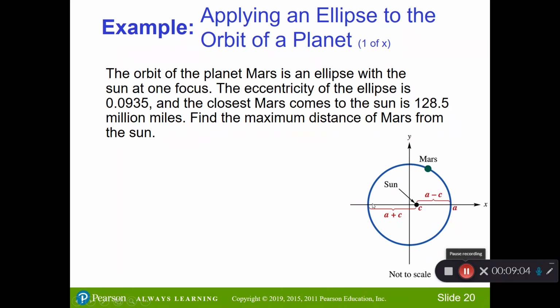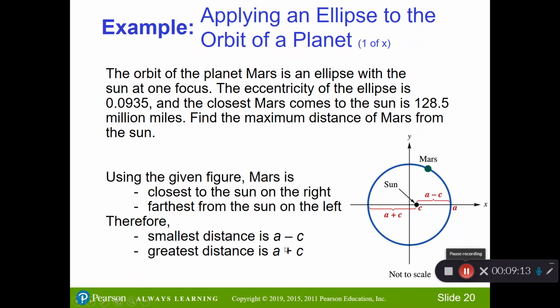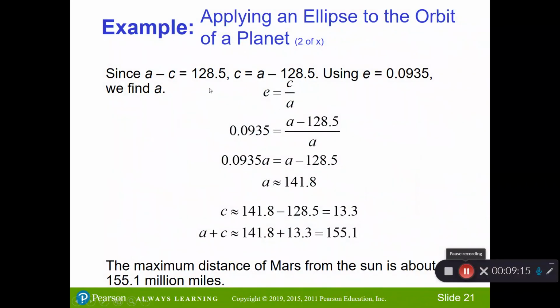Because from 0 out to here is a, 0 to the center to the vertex is a, and then plus this distance c. All right, so if I know a minus c is 128.5, then that tells me c would be a minus 128.5, just solving this equation for c. So if I'm given the eccentricity, I can plug in the eccentricity is 0.0935. C can be replaced with a minus 128.5 over a.